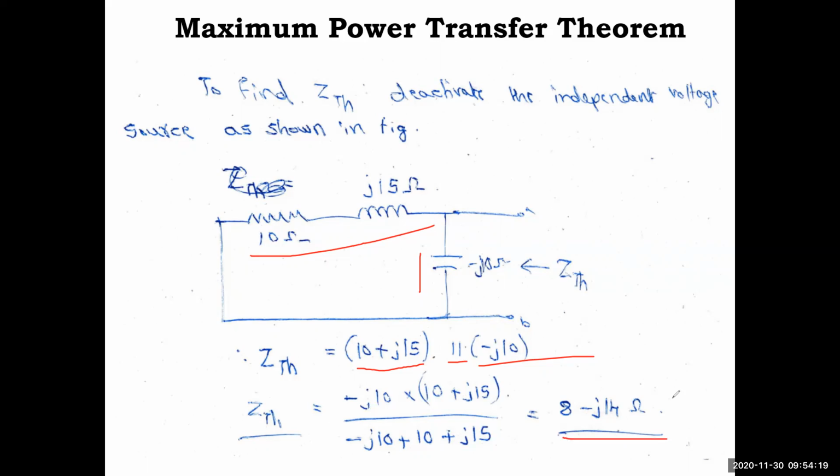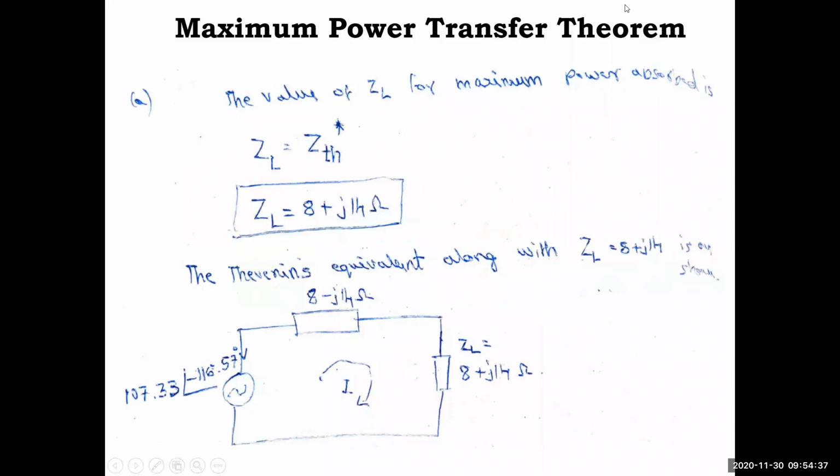I have kept this in this form because I can take the complex conjugate easily, and even the magnitude can be found easily. That's why we write this in the form of ZTH. I got 8 minus J14 ohm, you verify. So this is the very important step.